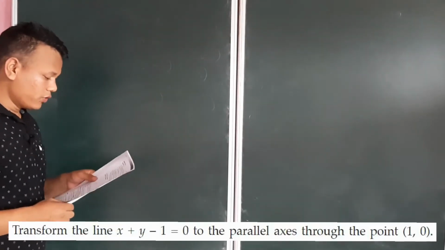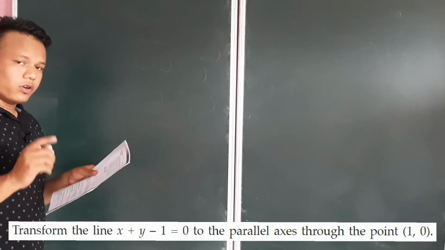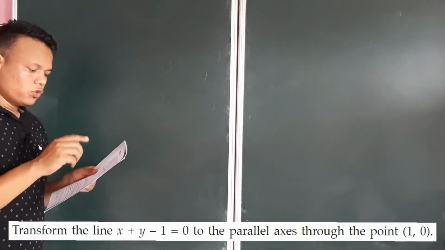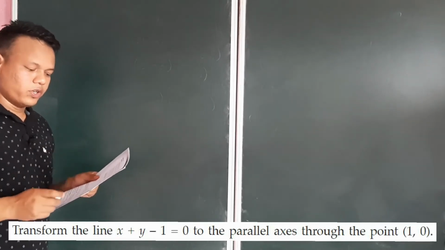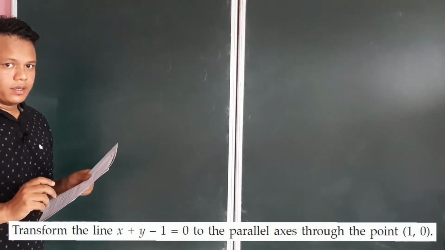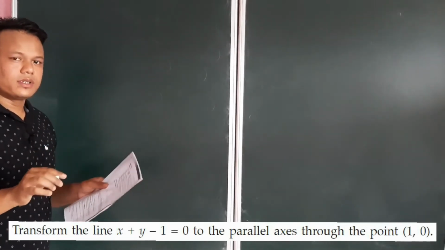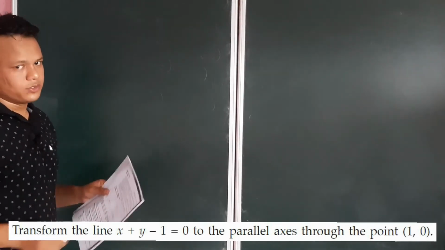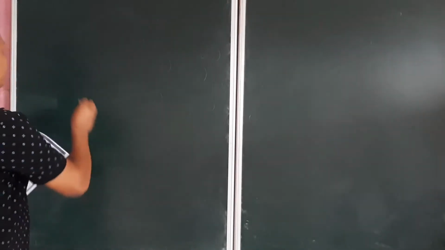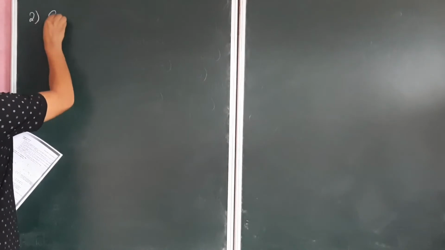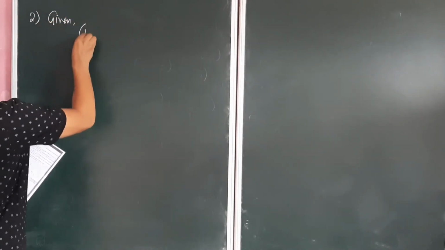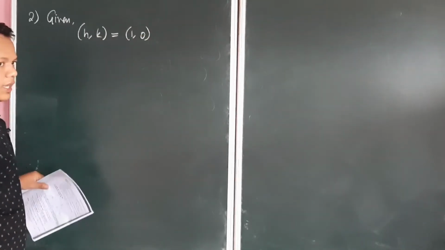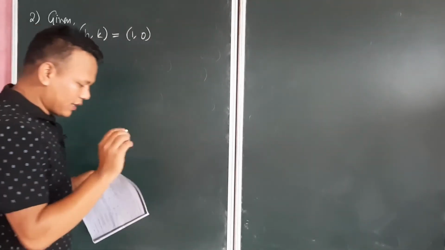So let me read the question for you. The question says, transform the line x plus y minus 1 equals 0 to the parallel axis through the point (1, 0). Now the question sounds a bit tricky, but it's very simple. According to the question, here the origin is shifted to (1, 0). So that's why we have been given h, k. The point which is shifted to origin is how much? (1, 0).